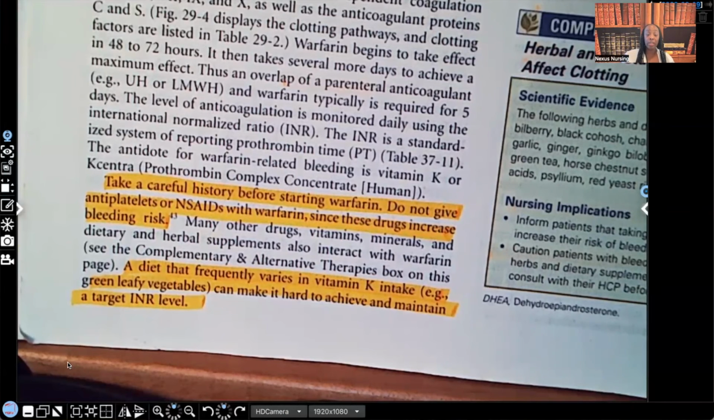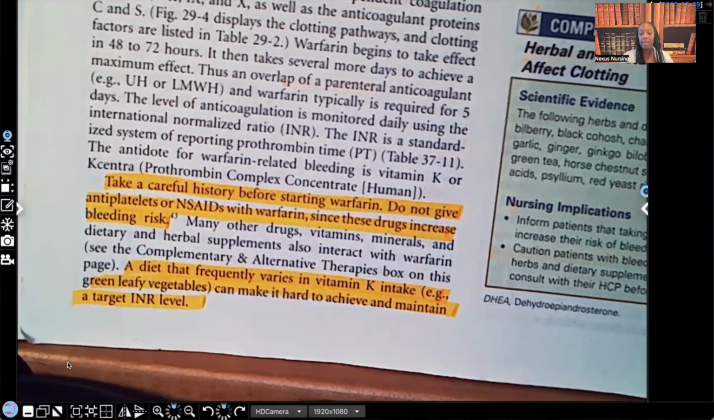Do not all of a sudden start eating a whole bunch of green leafy veggies if they did not before, and don't all of a sudden stop eating green leafy veggies or foods high in vitamin K if they did before. Okay, so the purpose is we want to have a steady level. We're going to be checking often. So that's also important for you guys to know. Vitamin K is the antidote for Coumadin, just like protamine sulfate is the antidote for heparin. Make sure you guys know that.